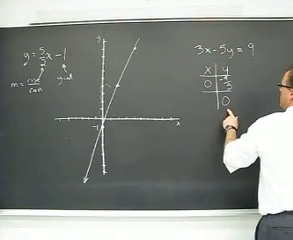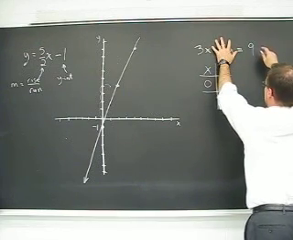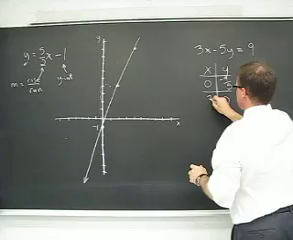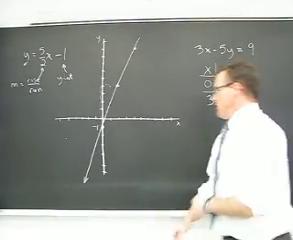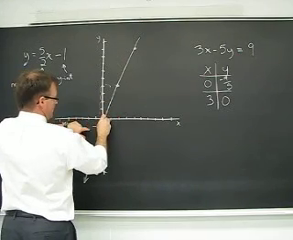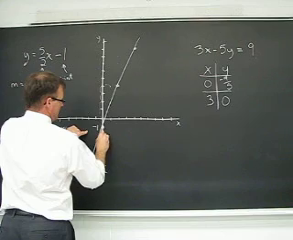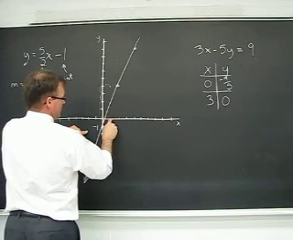Then, if I want to figure out when the y is 0, this term disappears, and I'm solving for 3x equals 9, x is equal to 3. Now I plot both of these points on the axes. I'll do the y-intercept first, -9/5. That's a little bit less than -2, so that's going to be a point right about here. And the x-intercept is at 3. 1, 2, 3.